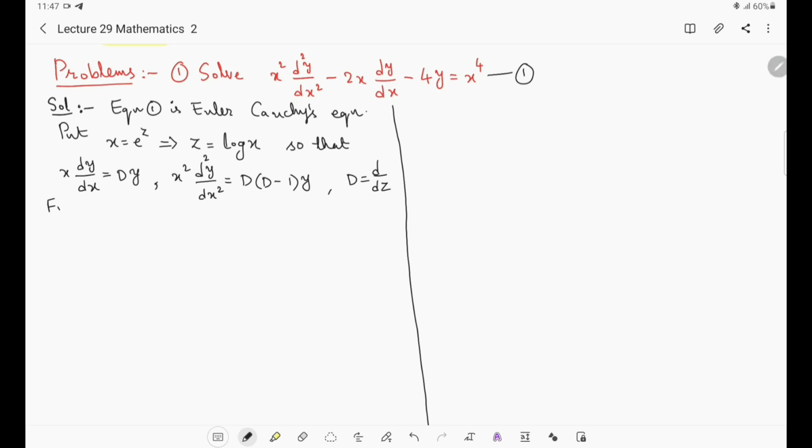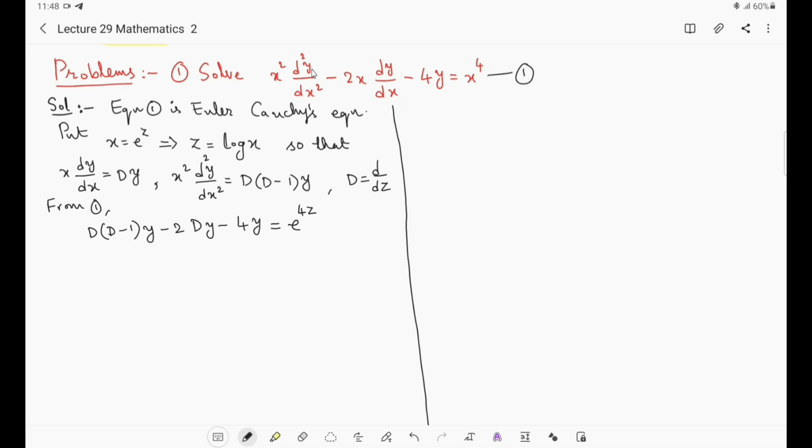Now from equation 1, let us see what will happen. x square d square y by dx square, I can write here D into (D minus 1) into y, minus 2 as it is. x into dy by dx can be written as capital D into y, minus 4y equal to x power 4. See, what is x now? x is e power z. We need x power 4. Then x power 4 will be e power z power 4, which is nothing but e power 4z. Right? So what has happened now?